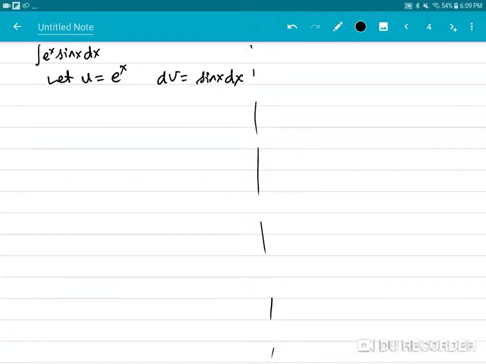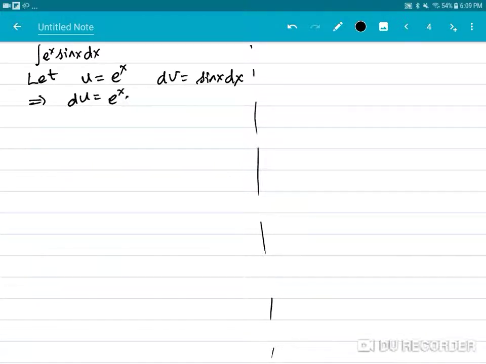I should say here that you can start by saying u equals sine x and dv equals e to the x dx. There is no advantage in me choosing the u to be e to the x or the other one, sine x dx. I mean, I could have had sine x. It works exactly the same, whichever one you choose in this case. Okay? So let's calculate du.